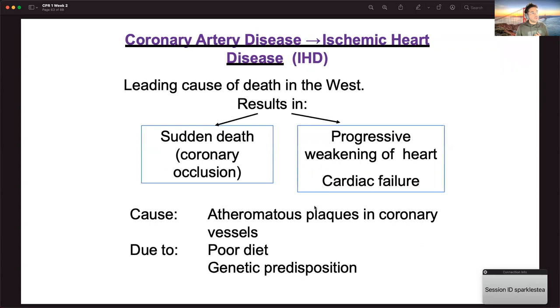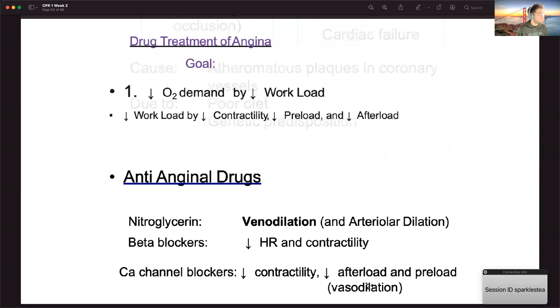They didn't get too crazy with those, but they will potentially give these in the question step. So you guys got to know these ischemic heart diseases and how they present, whether it's sudden or progressive. Okay, drugs, you got to know, one, if there's a decreased oxygen demand, there's going to be decreased workload. So if there's decreased workload, then there's decreased contractility, preload, and afterload. So it's a whole family of things.